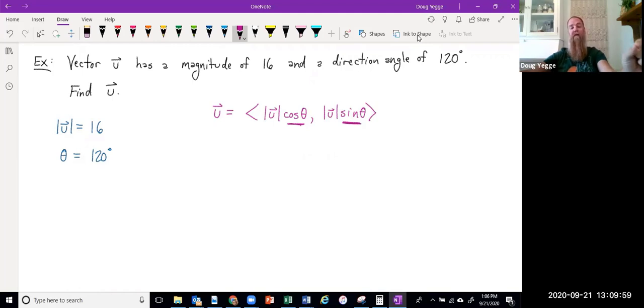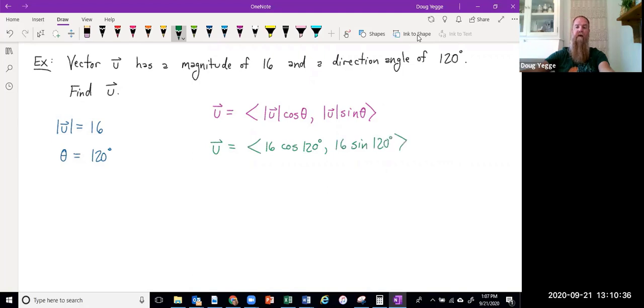But that was simply because we were on the unit circle where the hypotenuse was 1. So if the hypotenuse is anything else, like the magnitude of u, then all we have to do is multiply cosine theta and sine theta by that hypotenuse, or that magnitude, in order to find our quantity. So this gives us that the x-coordinate is 16 times cosine of 120 degrees, and the y-coordinate is 16 times sine of 120 degrees.